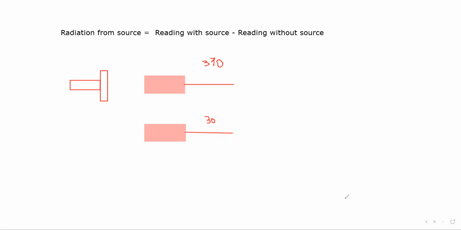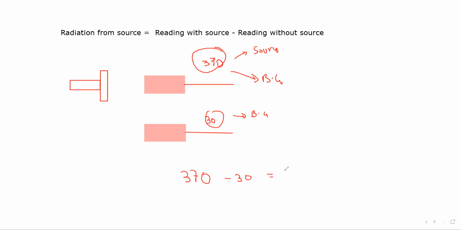So that is equal to 340, because this one is actually a sum of source. It is recording radiation from the source and it is recording background. This one is only background. So if I subtract the background reading from the total reading, I'll get the radiation from the source. In this case, 370 is the total reading minus the background, so that equals 340, which are actually from the source.